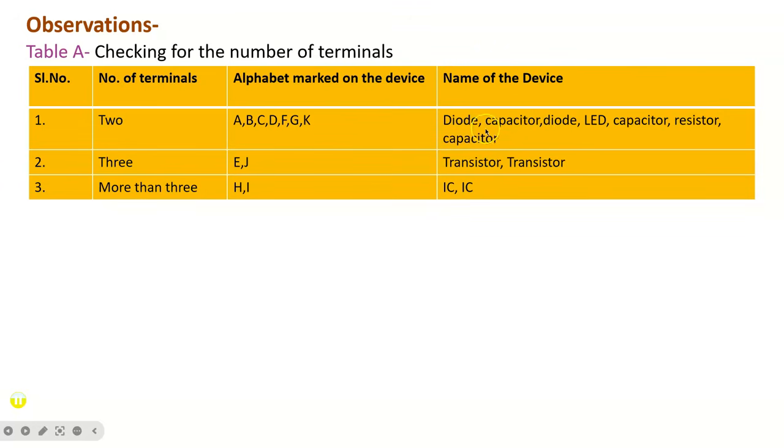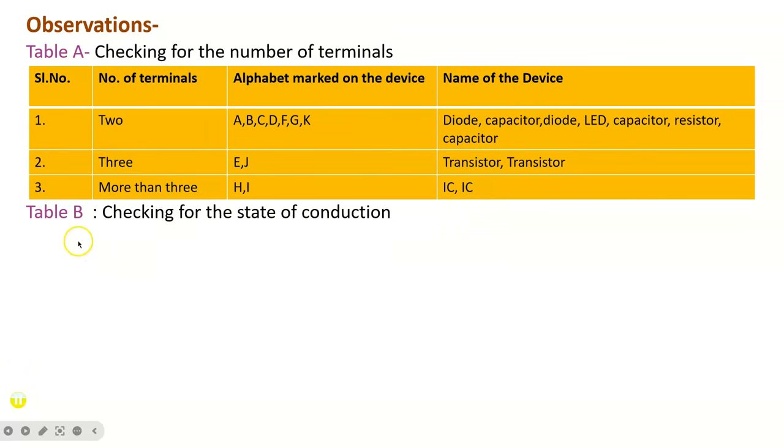That is, name the device: diode, capacitor, diode, LED. These are the 2 terminal devices. Transistor is the 3 terminal device. IC is more than 3 terminal devices.